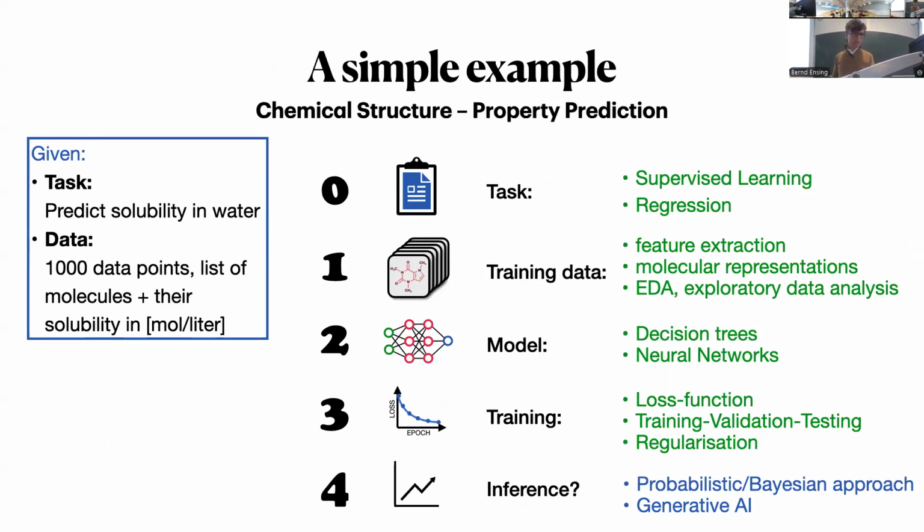Okay, that is what I wanted to tell you: the overall flow of setting up a machine learning model. Having decided your task, you have to worry a little bit about your training data, always do an exploratory data analysis, and think about the best molecular representation you can use for your task. Choose a model, and for the training, always split your data into training and validation. You may want to define a loss function and use regularization to avoid overfitting.